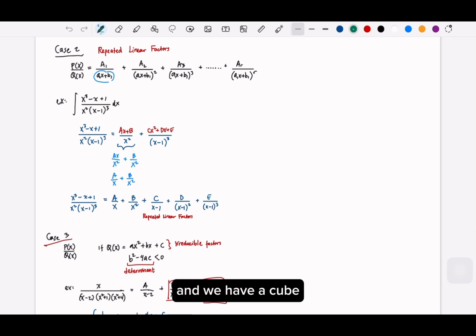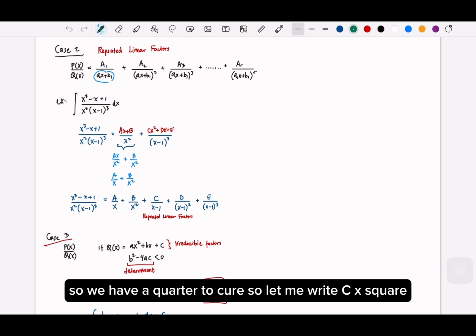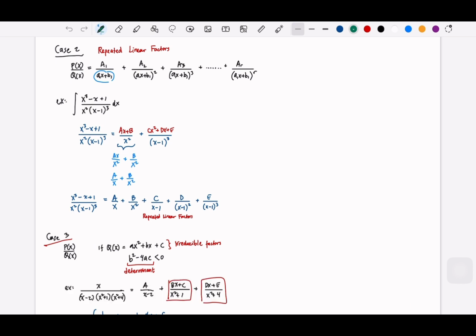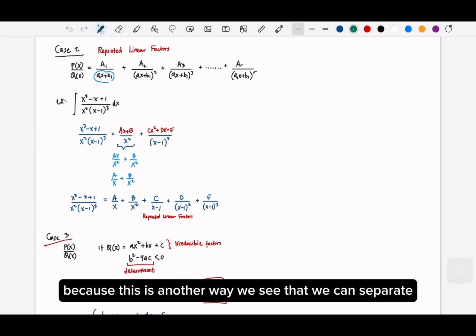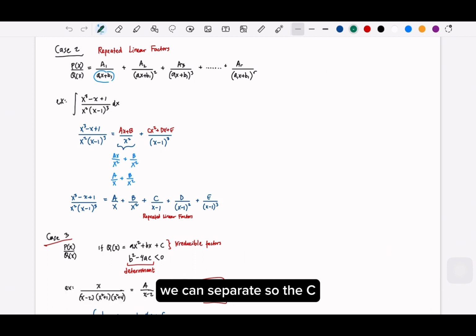And we have a cube, so we have a quadratic here. So let me write cx squared plus dx plus e. But it's not simple enough, right? So we would like to separate more, because this is another way we can separate. So the c, d, and e, we can separate each one by one.